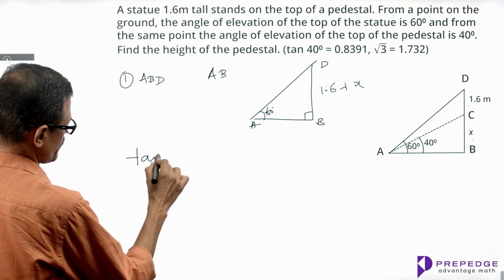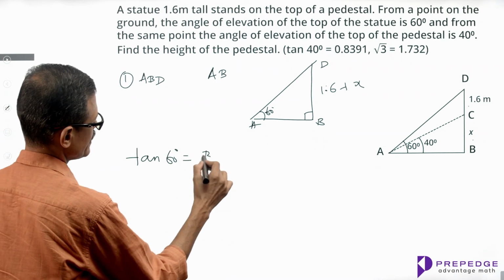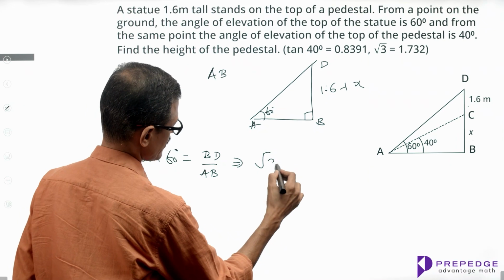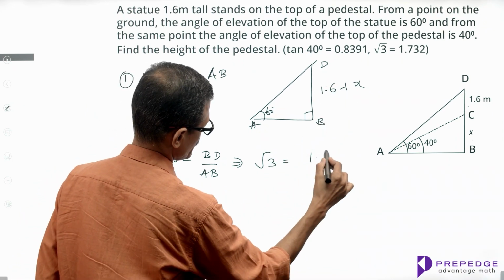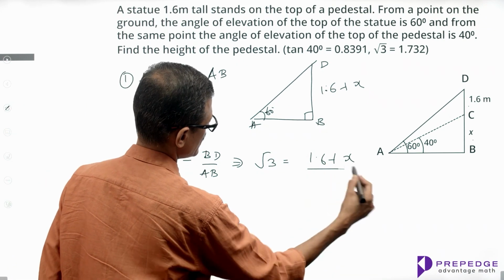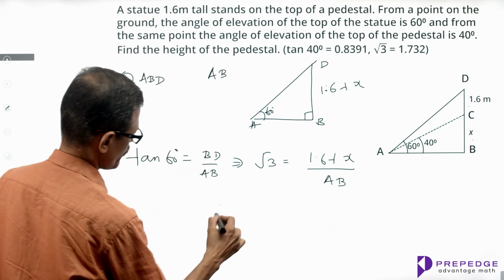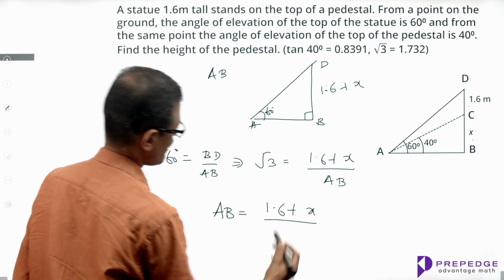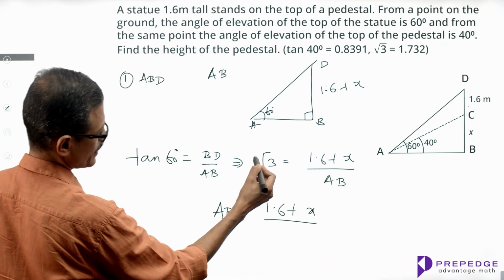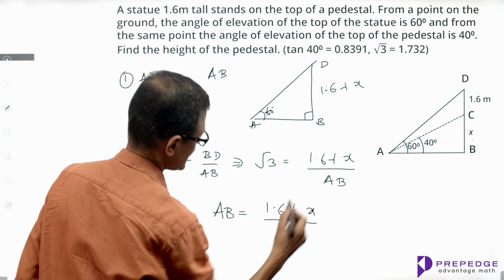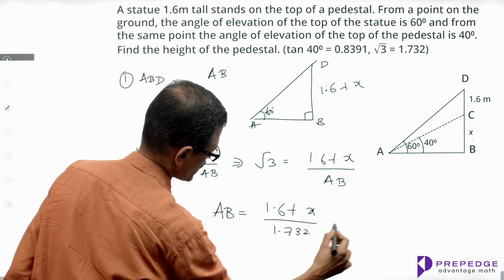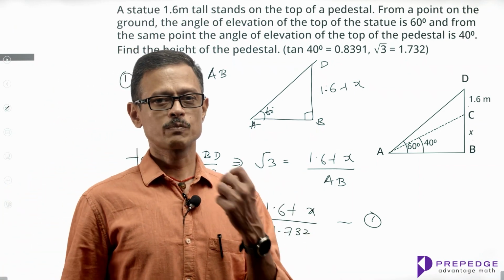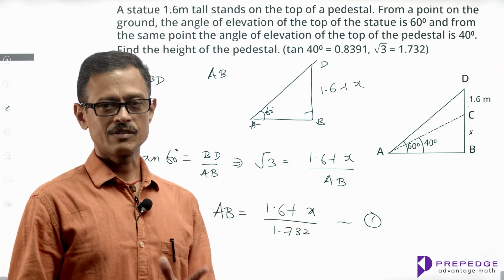Tan of 60 is equal to BD divided by AB. Tan 60 is equal to root 3. BD நம்ம கண்டுபிடிச்சிருக்கோம், which is 1.6 plus x in terms of x தெரியும், by AB. So the value of AB is equal to 1.6 plus x divided by root 3 னு வரும். AB எங்க கொண்டு போய்ட்டோம், root 3 இங்க வந்துரும். Root 3 oda value will write it as 1.732. So first step la கண்டுபிடிச்சிருக்கிற AB oda value வந்து 1.6 plus x divided by 1.732.